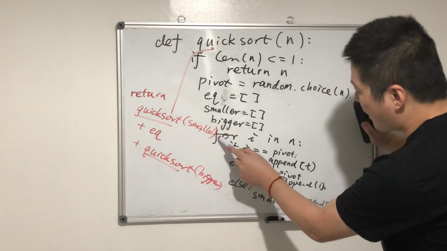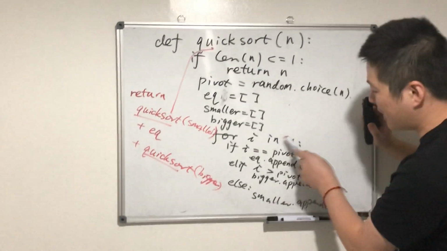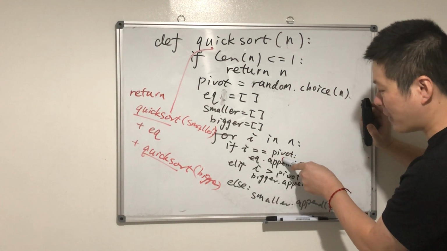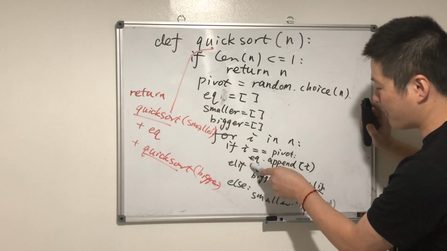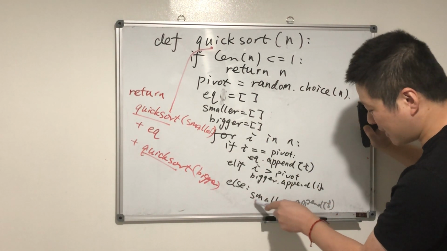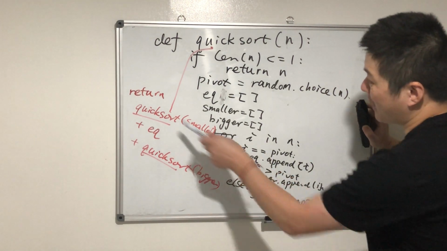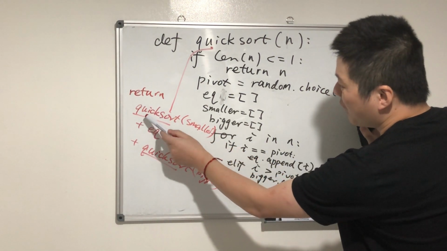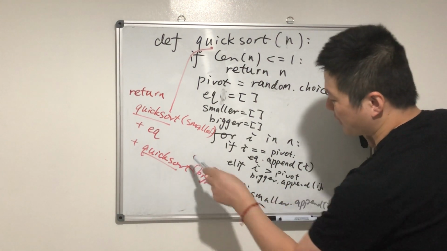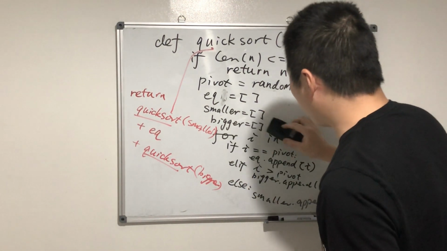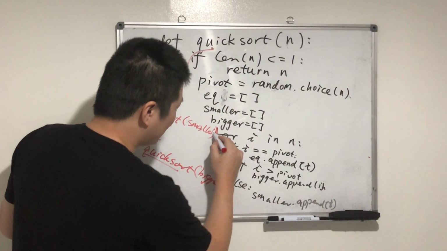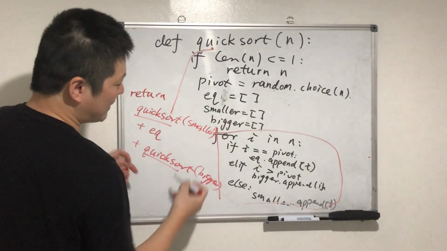Look, for I in N, we're looping through each number in the list. If it's equal to pivot, then we push it to the equal. If it's bigger than pivot, we push it into the bigger. Else, it should be smaller, so it pushes to the smaller. And when we call QuickSort recursively, it's the smaller part plus equal plus QuickSort of the bigger part. And now look at this one. We can replace this bit by using a simpler syntax here.